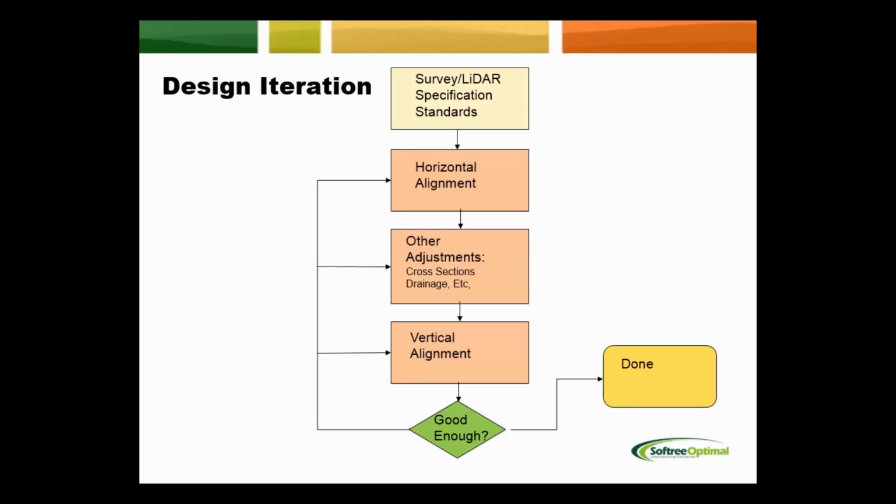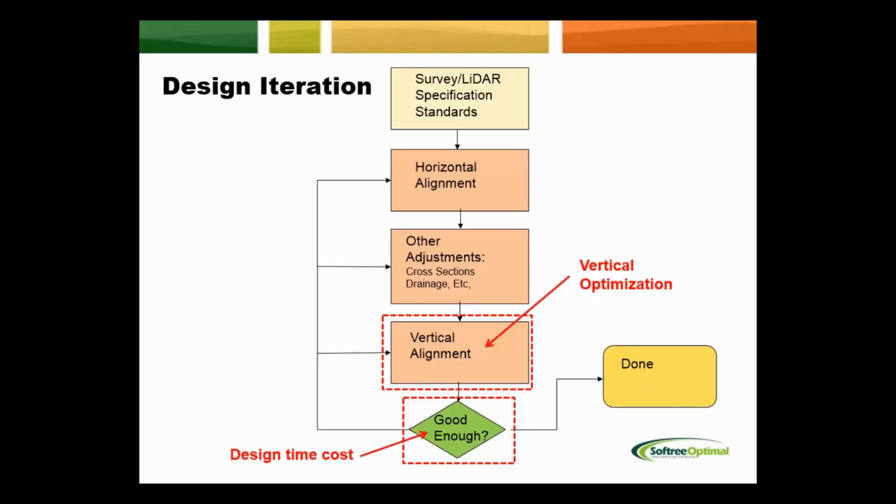Designing a road is an iterative process. Anyone who's done any engineering knows that it's more of a cycle than a linear procedure. So you're going to have to design a horizontal alignment. You're going to have to design cross-sections and other things to do with your alignment, and you're going to then have to vertically align your road. And when you think you've got something that's good enough, you're finished. We can address the vertical alignment part, and we can speed up that part a lot, so this cycle can go faster.